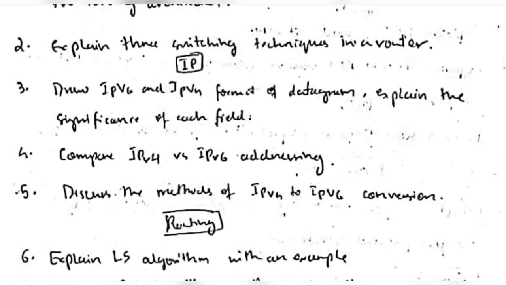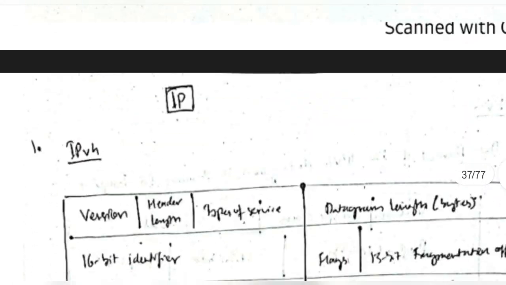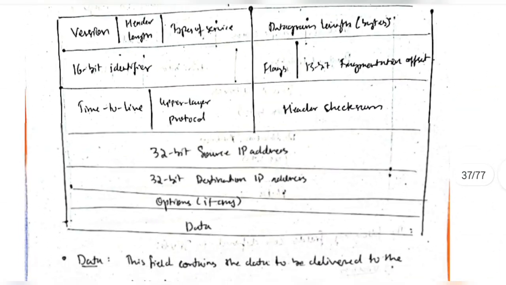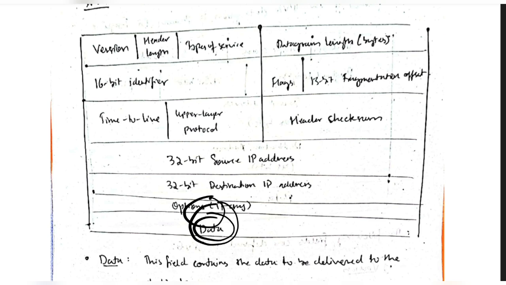Let's get started with the first question: the datagram format of IPv4 and IPv6. The datagram format is quite big, so what you have to remember is data and options. Data is what you're transferring, and options are just the optional flags. And then from where you're transferring to where, from the source to the destination.